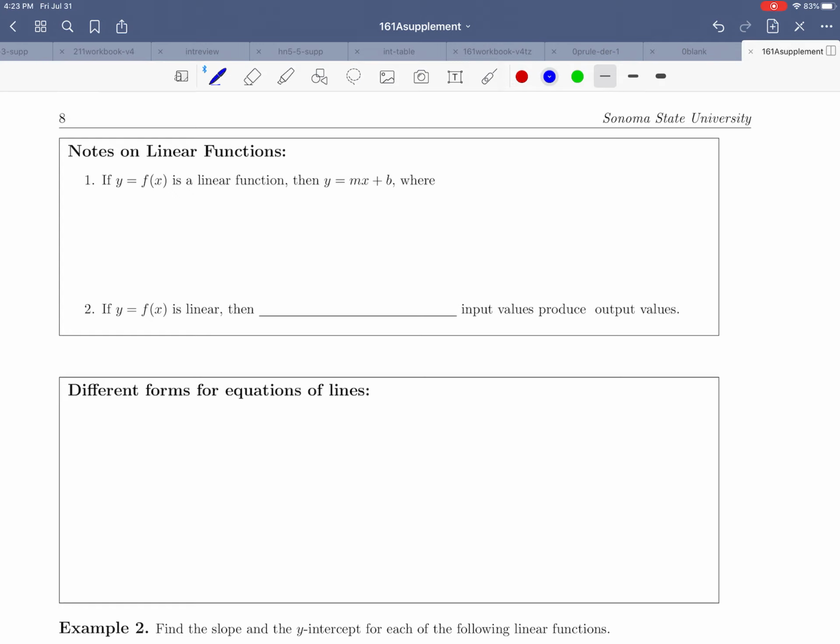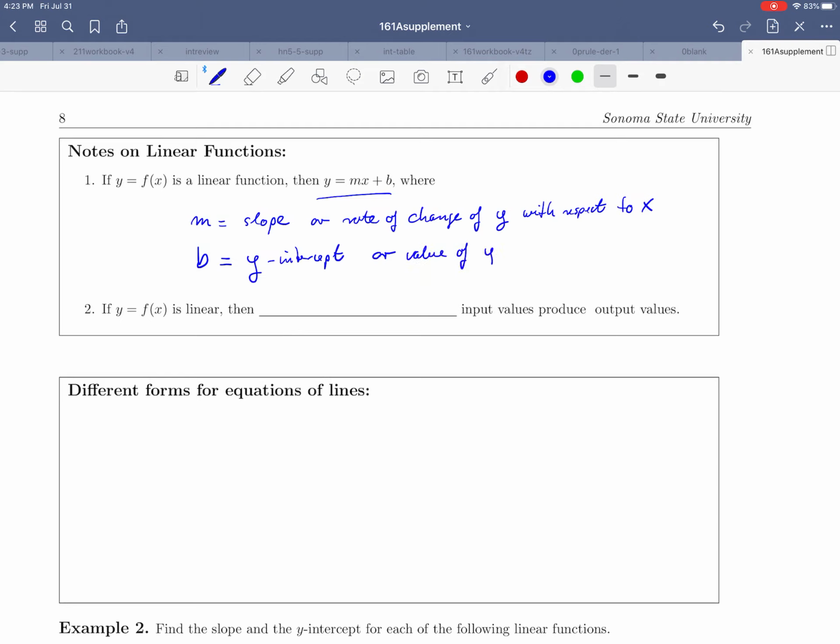In general, we can put down some notes on linear functions. If we have a function y equals f of x that is a linear function, then it always will have this form, this structure. y is equal to mx plus b, where m is the slope or rate of change of y with respect to x. And b is the y-intercept, the vertical intercept. Or we can also think of it as the value of y when x is 0, so our starting value.